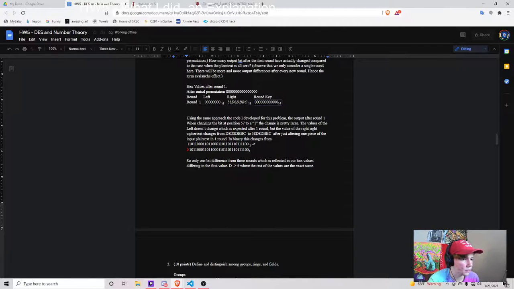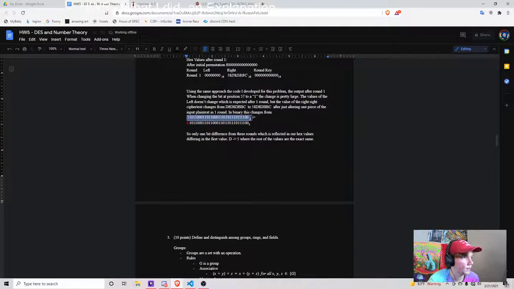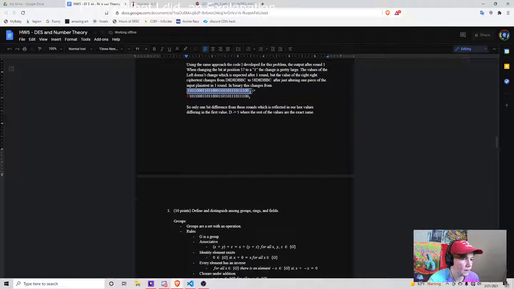So the round key is also 0, but the difference here when we see them in binary is just a 0. So that's the only difference, which is really interesting. But I guess that's how powers of 2 work.